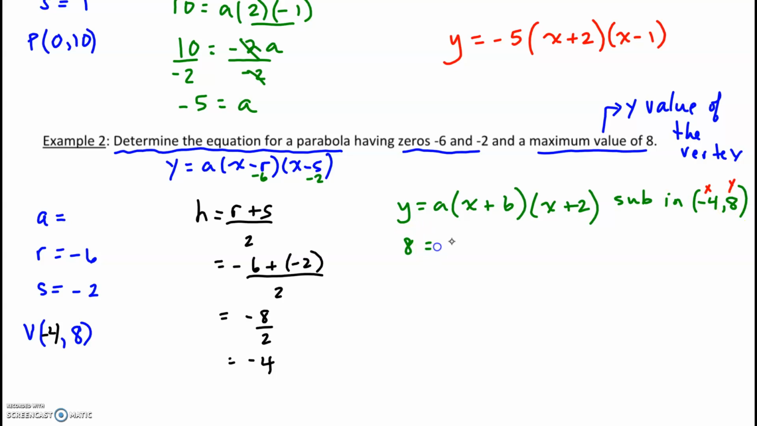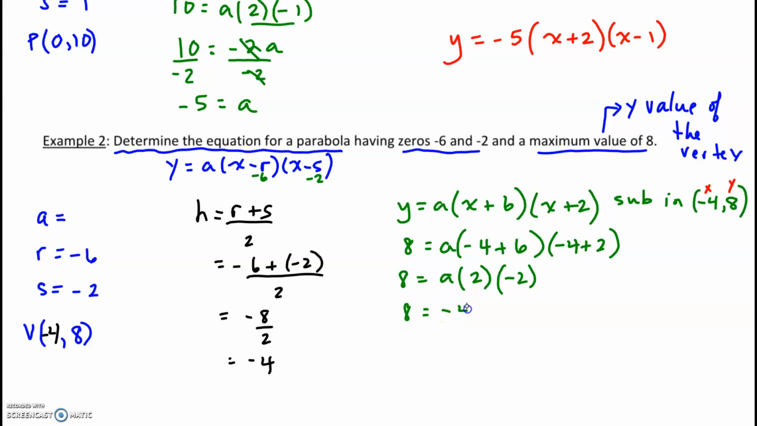So 8 is going to go out front. a times (-4 plus 6), and then it's going to be (-4 plus 2). Okay, so we'll have 8 equals a. We're going to solve in the bracket. -4 plus 6 is 2. Times, solve in the bracket again. -4 plus 2 is -2. Now we'll multiply. 2 times -2 is -4. We write that in front, and we will then divide each side by -4. And so we're left with -2 equals a.